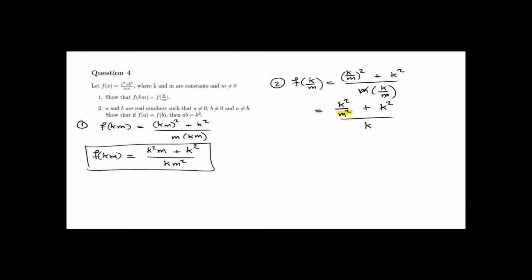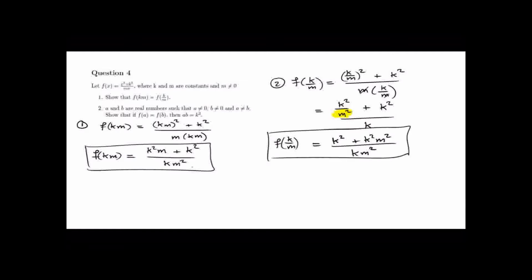Now the next thing I need to do is I need to get rid of that m squared. Okay, and the handiest way of doing that is to multiply every part of the fraction by m squared. So that means that f of k over m is equal to, now if I multiply the first part here by m squared, the m squared on the bottom will cancel with the m squared on the top. So I'll be just left with k squared. If I multiply this part by m squared, I get k squared m squared. And then multiply this part by m squared, I get k m squared.